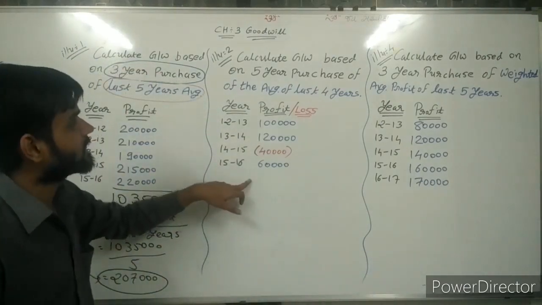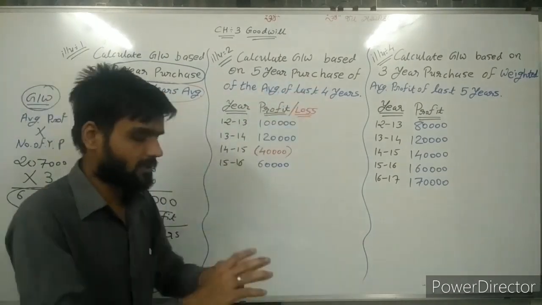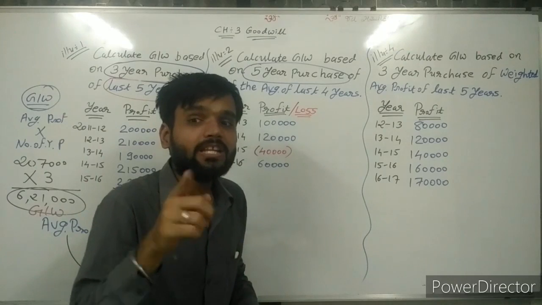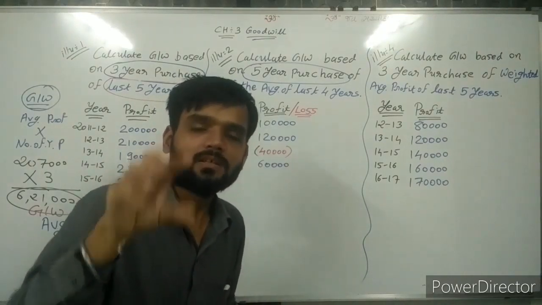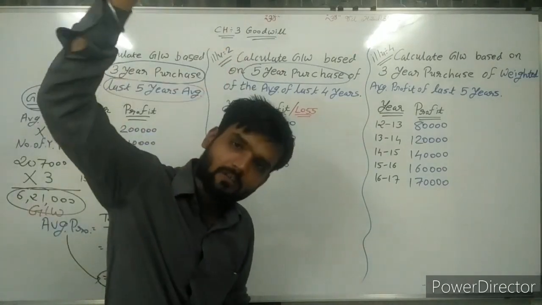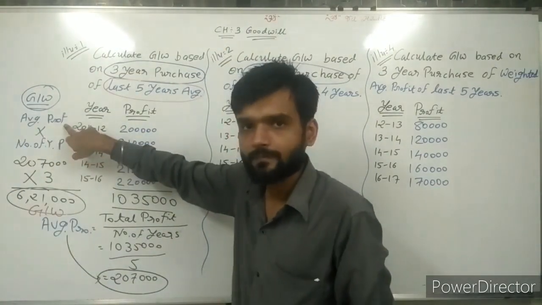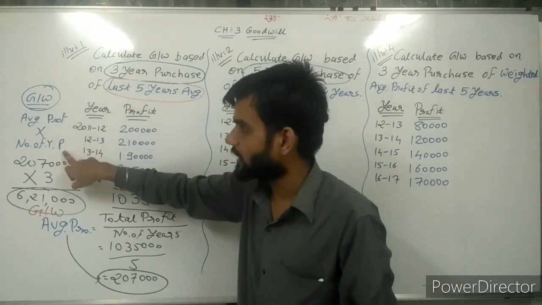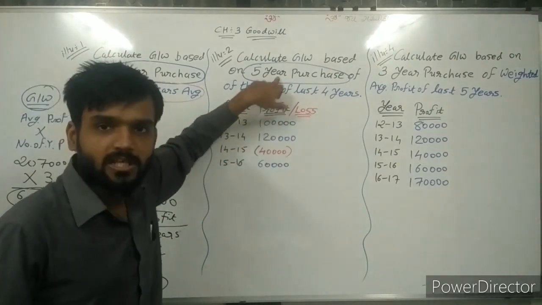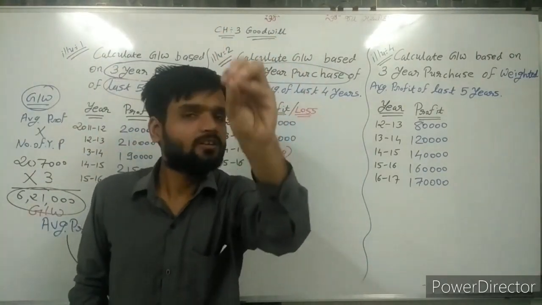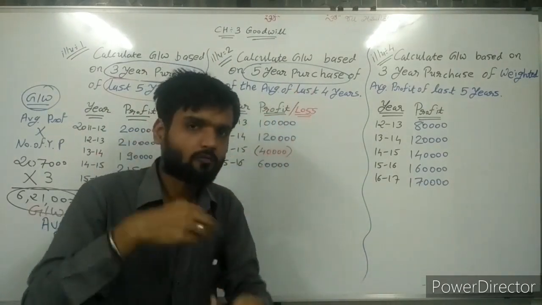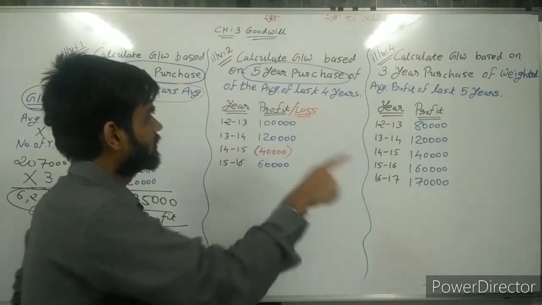Sir, here also we are asked to calculate goodwill based on 5-year purchase. Sir, most important: 5-year purchase. So multiply with 5 when we are finding goodwill. Like with 3-year purchase, average profit into number of years' purchase 3, same way here, 5-year purchase, so average profit multiplied by 5. First of all, we need to find the average. Now average of what?